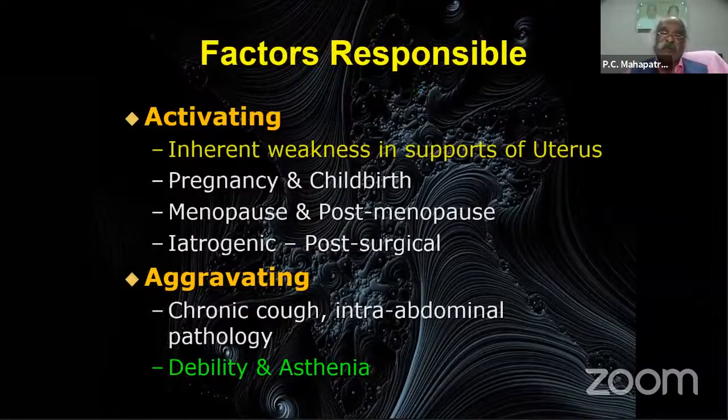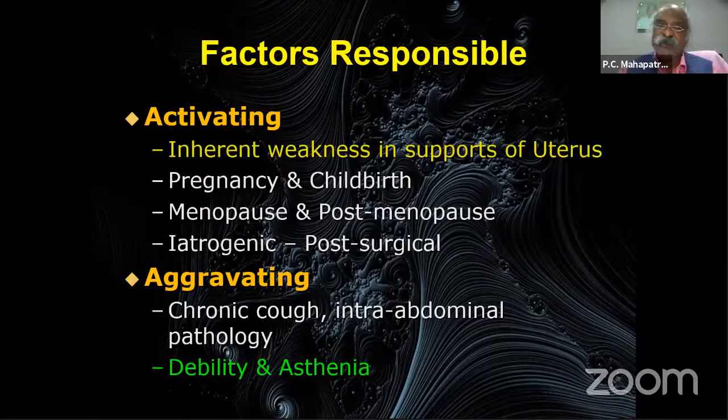Now, the factors responsible: activating factors and aggravating factors. Activating factors, the main thing is inherent weakness in supports of the uterus. This cannot be assessed. There is no measure to assess the weakness in the supports of the uterus. Why? Because not all parous women have a prolapse, not all post-menopausal women have a prolapse, even nulliparous women can have a prolapse, and even rapid succession of multiparity does not always cause a prolapse.